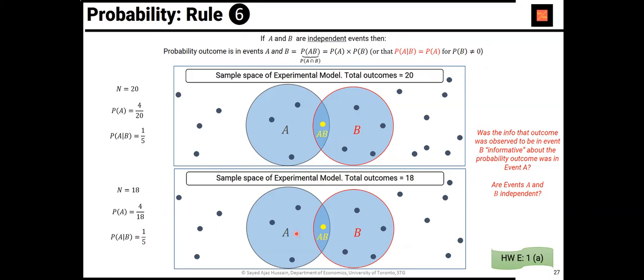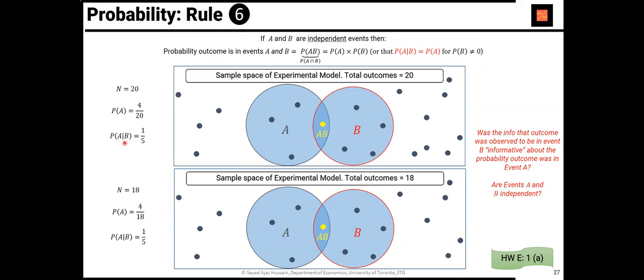Bayes' rule says 1 over 5. And if I have to simply guess the probability of the outcome that you saw also being in A, the answer will be 4 over 18. Here the two answers are the same. Here the two answers are not the same.